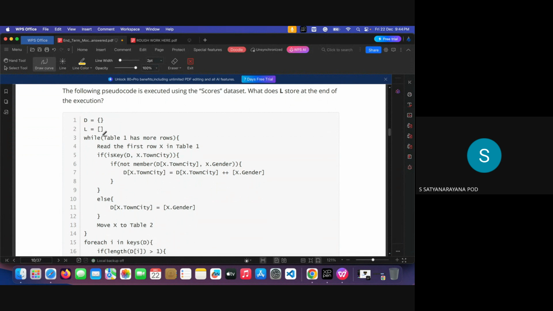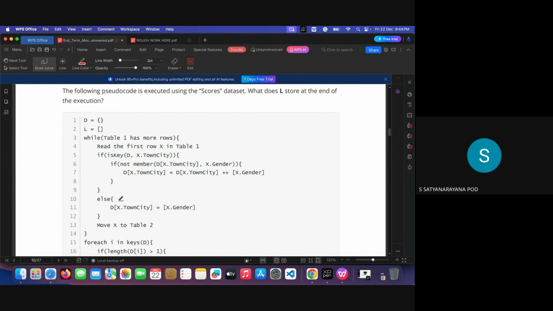Now let me see the dictionary. An empty dictionary was taken, and there are two variables. We check whether that particular town or city already exists in the dictionary. Right now the dictionary is empty, so this if condition is not satisfied. The first time the first card of the scores is read, the if condition is not satisfied, so the sixth and seventh lines are not executed, but the else part is executed.